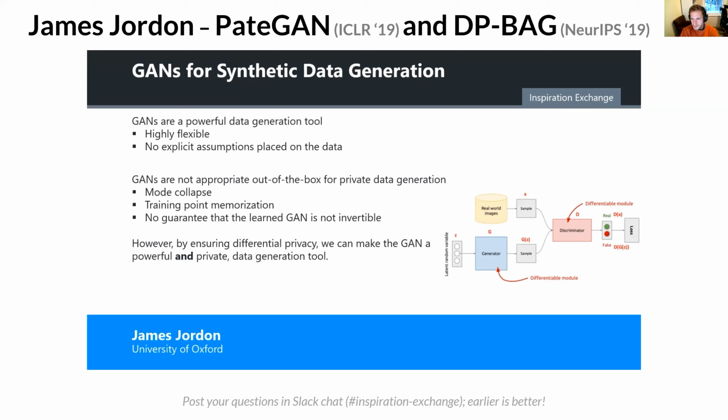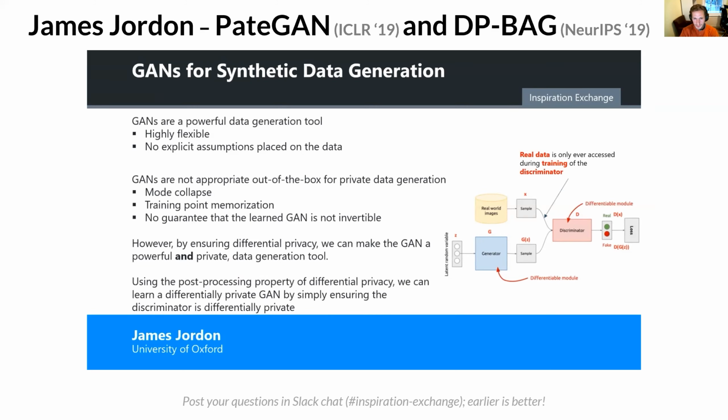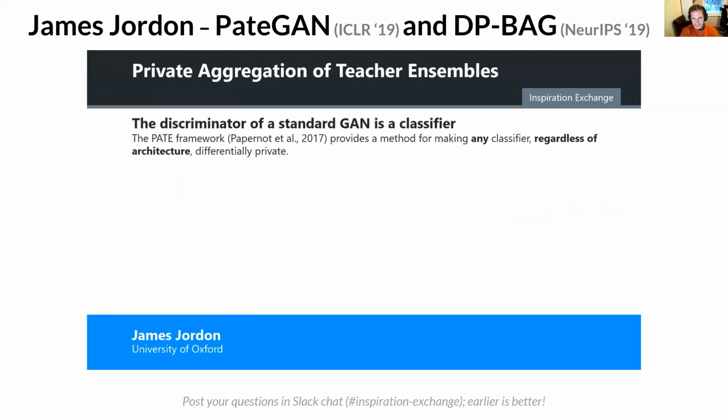We observe that the real data is only accessed during training of the discriminator and proceed to ensure differential privacy of the discriminator, which by a theorem known as the post-processing theorem ensures differential privacy of the generator too. To do so, we leverage a framework known as the Private Aggregation of Teacher Ensembles, or PATE for short, a paper by Papernot et al.